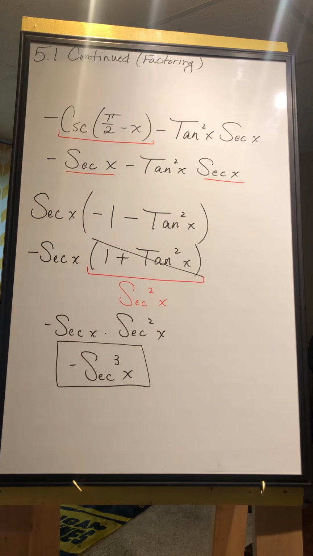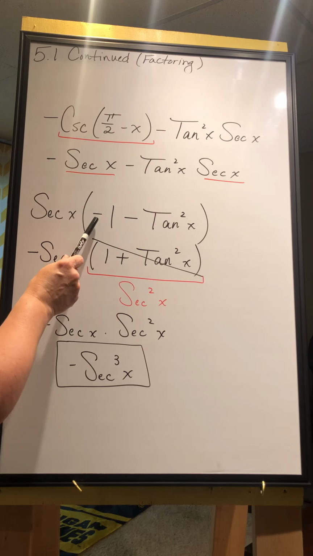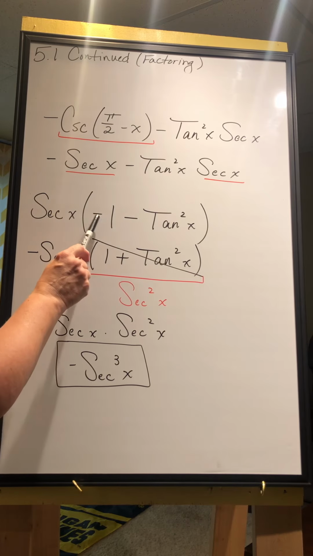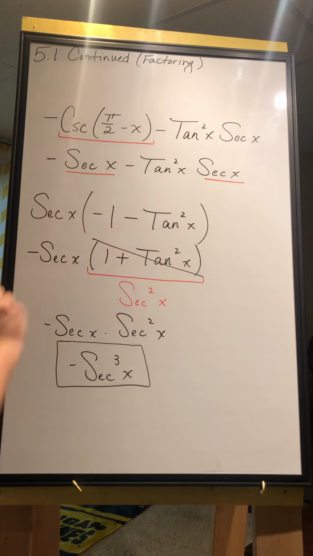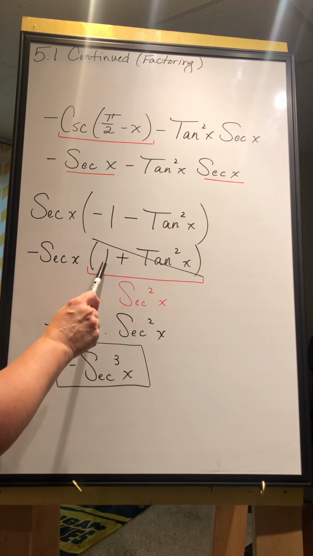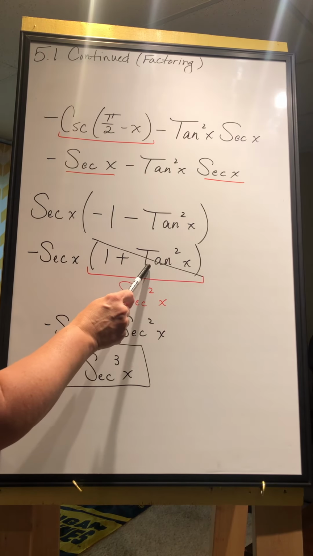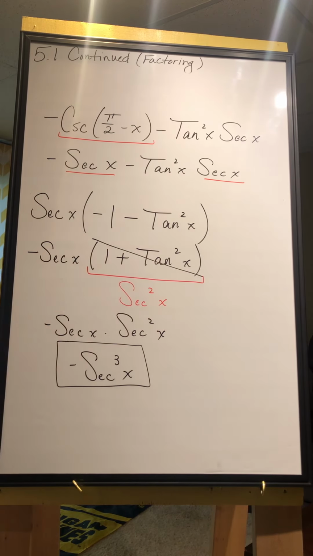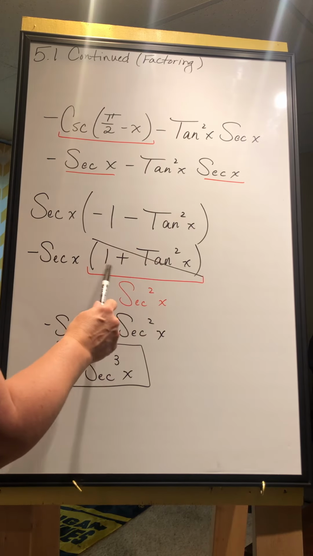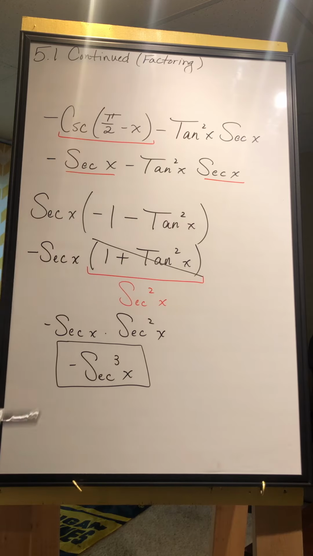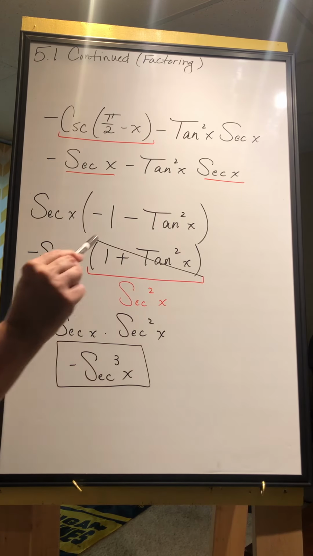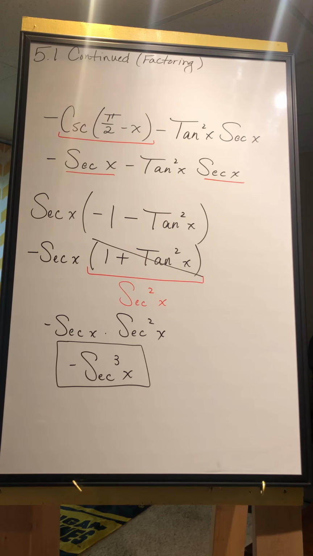So there it is. And you have to factor this negative out because I don't have an identity that has a negative 1 and a negative trig function. This is a positive with the tangent and a positive with the tangent. So I'm looking at my Pythagorean identities. I need both of those to be positive, so that tells me, hey, I need to factor out a negative 1. So there you have it. That is factoring.